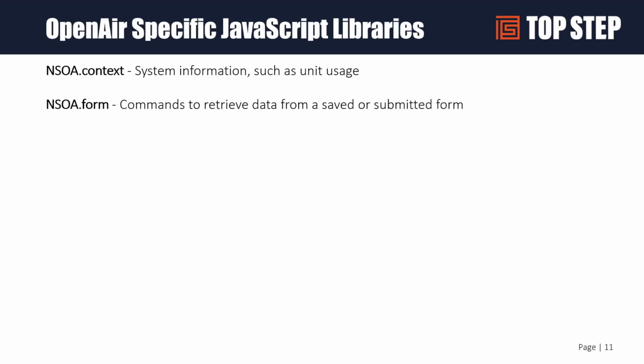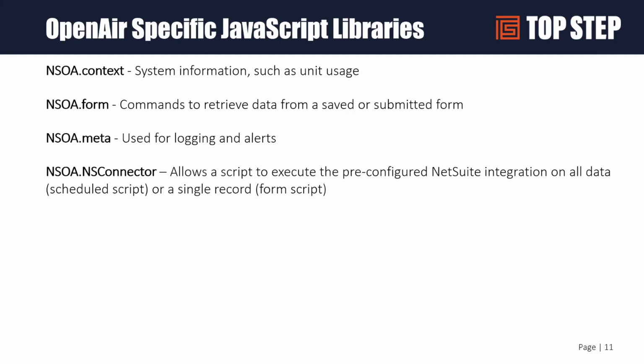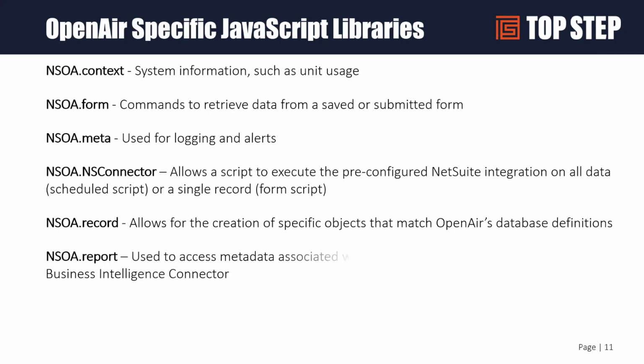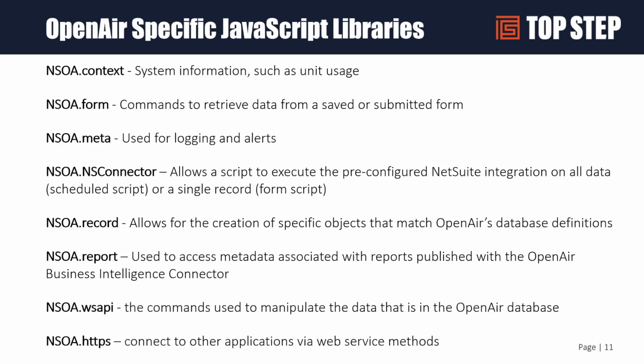All right, the specific libraries provided by OpenAir. These all start with NSOA, which, as you probably have guessed, means NetSuite OpenAir. The context library provides just system information. This is where that unit usage comes in. There's a function within NSOA.context that allows you to see the remaining units that your script has to use.